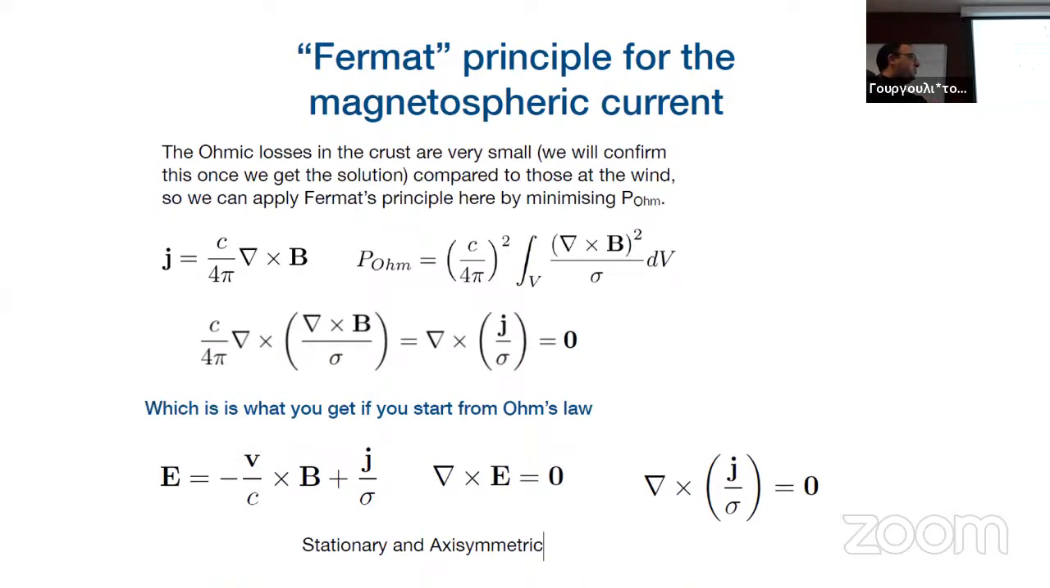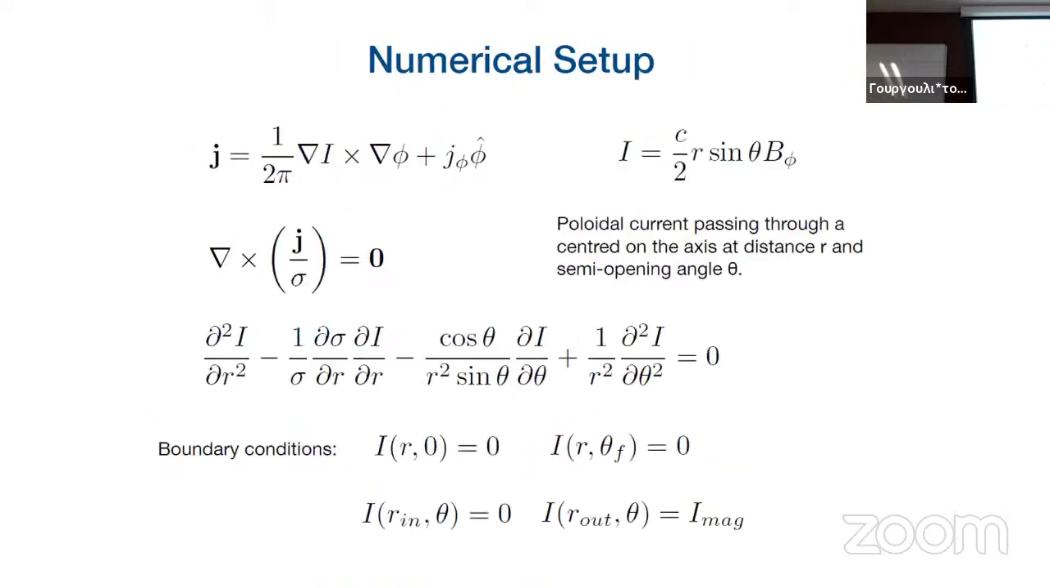Now, if we try to do this on the star, what we're going to say is that we have this current flow. The current flows through the crust. We know the resistivity of the crust. We do some minimization principle, like applying this, let's say, Fermat principle that we had before. And eventually we get an equation that the curl of the current over the conductivity is zero. Writing down now this equation, we get this expression that can be easily solved numerically, provided that we know the distribution of the current on the surface of the star. But we know the distribution of the current on the surface of the star because it has to be force-free.